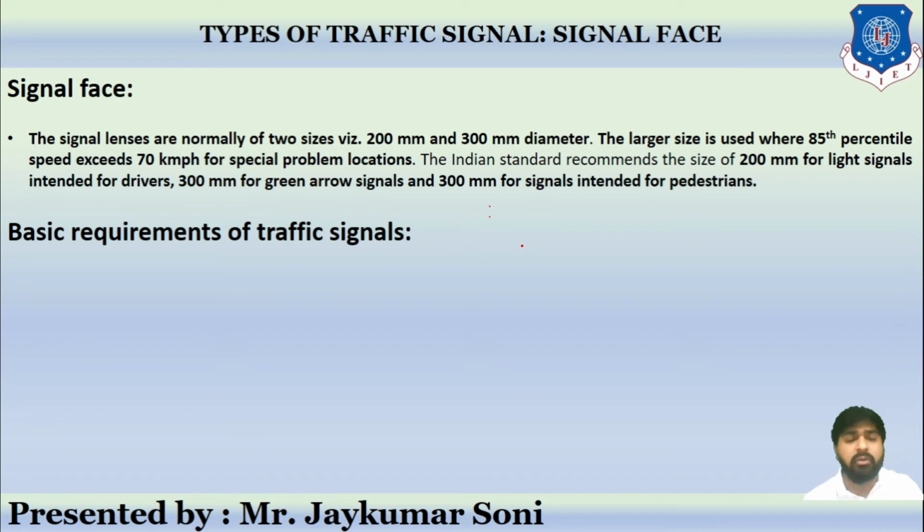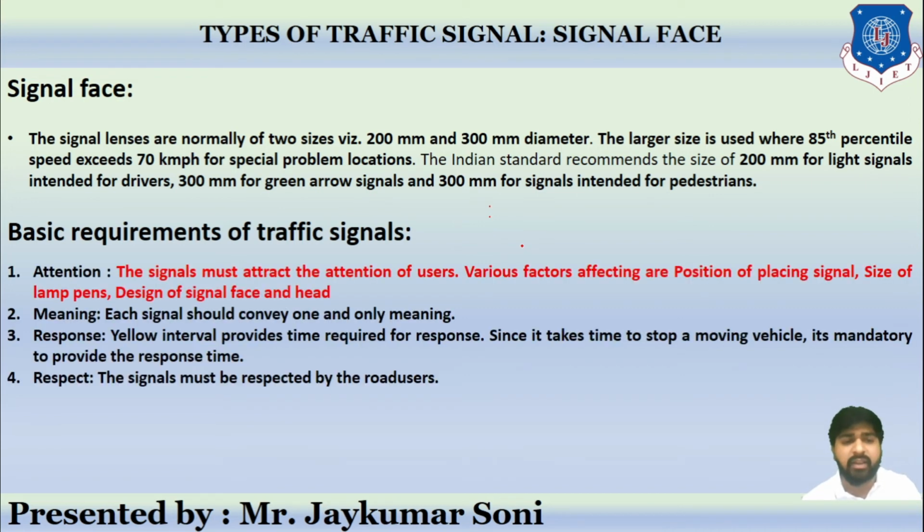Then let us learn about the basic requirements of the traffic signal. The signal should be such that it must attract the attention of the users. Various factors that affect the position of placing the signal include signal size, size of lens, size of lamp pens, and the design of the signal face.